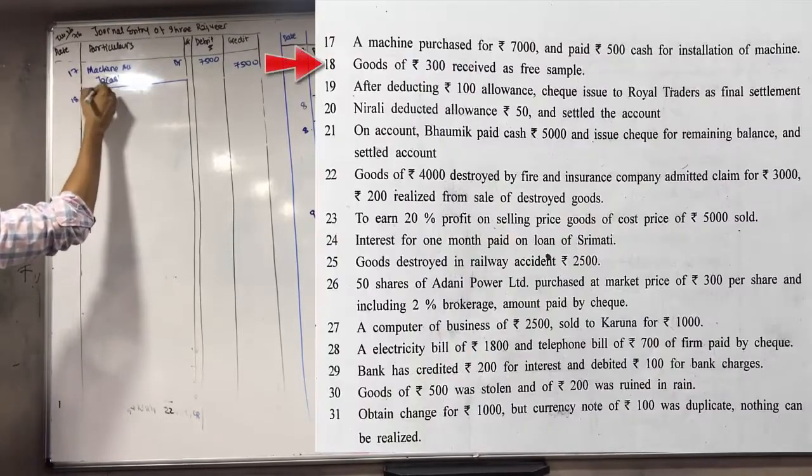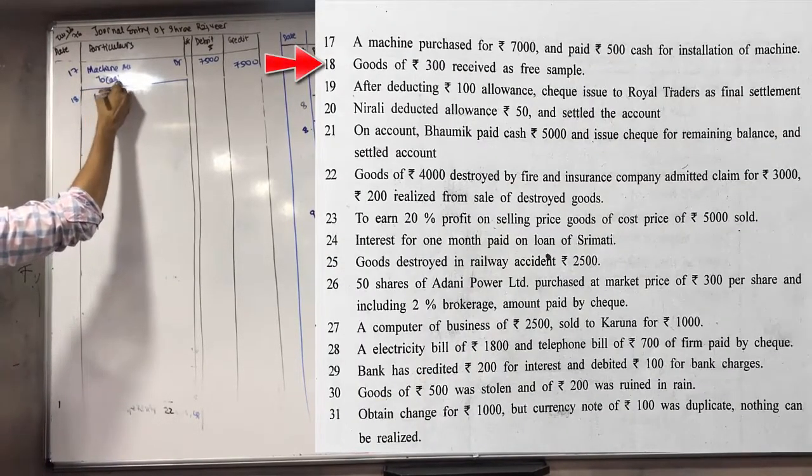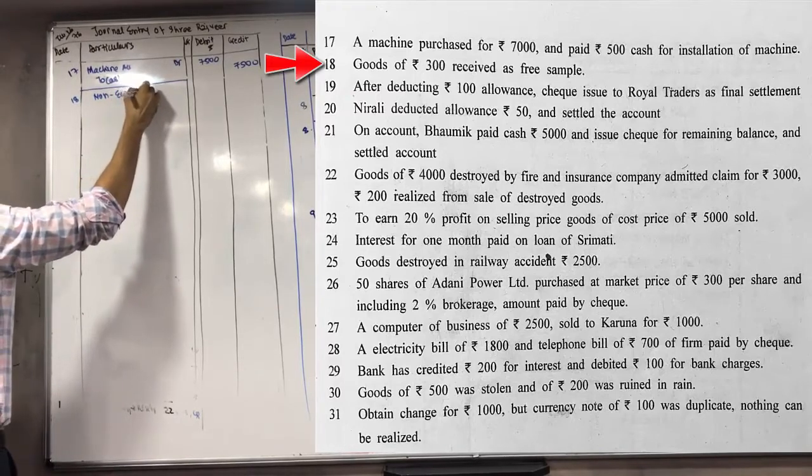18th, goods received as free samples, non-economic transaction.